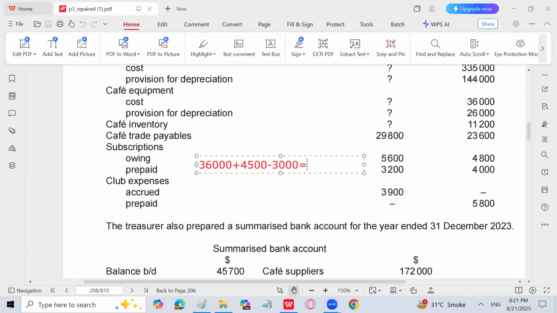So 36,000 plus 4,500 minus 3,000, that is 37,500. So now the current cost of cafe equipment is 37,500. Let's go for the calculation of the depreciation. The current year depreciation, which is given at the start, is 26,000, right?